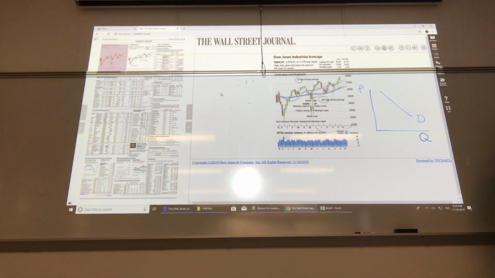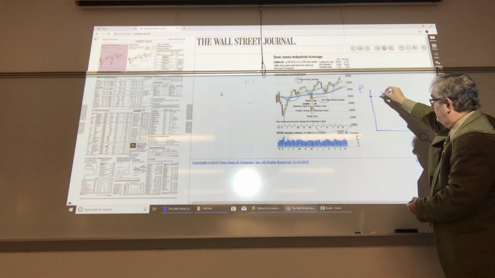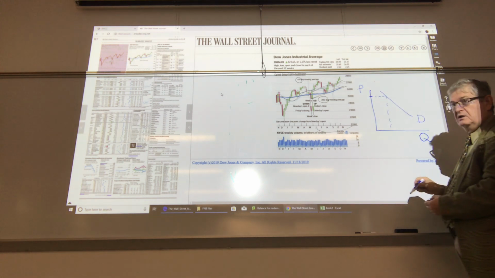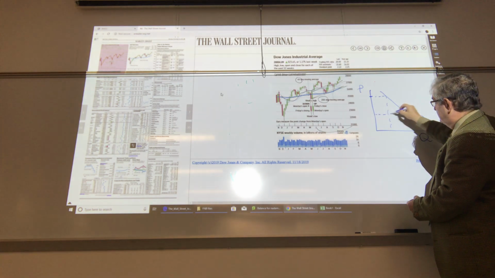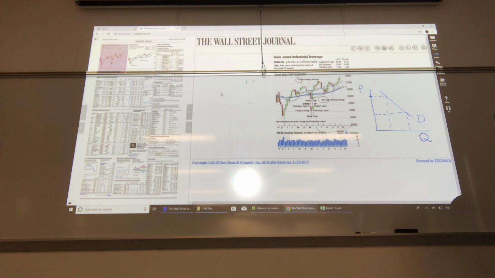Demand curve means what? If the price is high, you buy less. If the price is lower, you buy more. And that's the way that we demand things. What do we want to do? We want to buy something at a lower price and keep it so the price would go up.